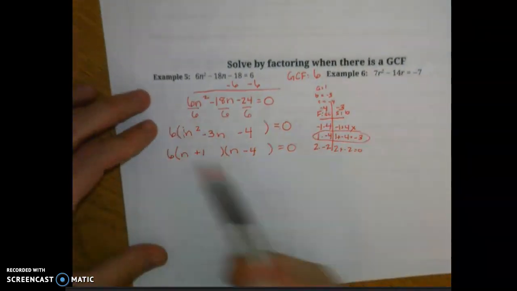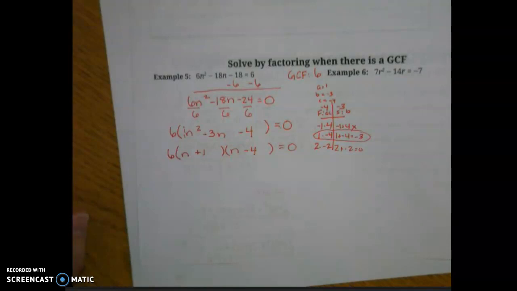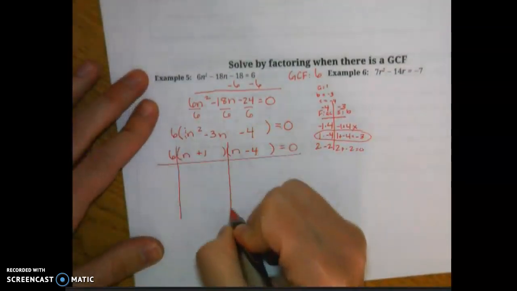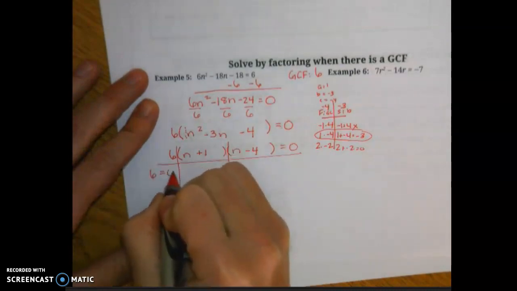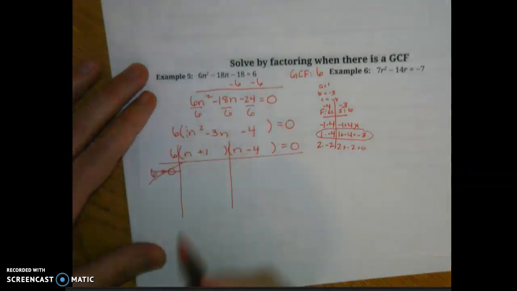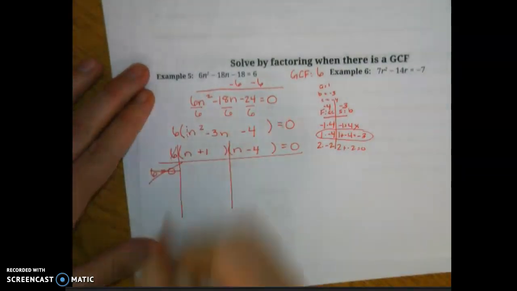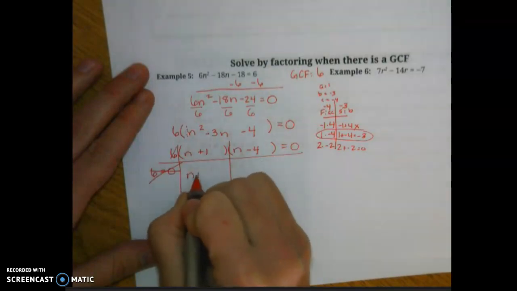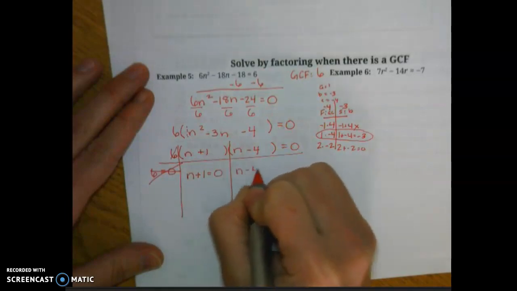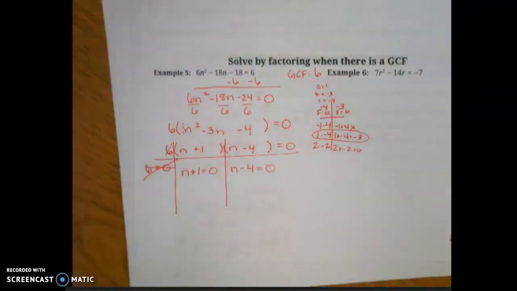Okay, so now I have 3 factors to set equal to 0. So the GCF, 6 equals 0. Is that true? Nope, that's false. I can just throw that out. So the GCF just gets thrown out. I'm going to set this factor equal to 0, n plus 1 equals 0. And then I'll set this factor equal to 0, n minus 4 equals 0. So now I have 2 one-step equations I can solve to find my 2 different values of n.